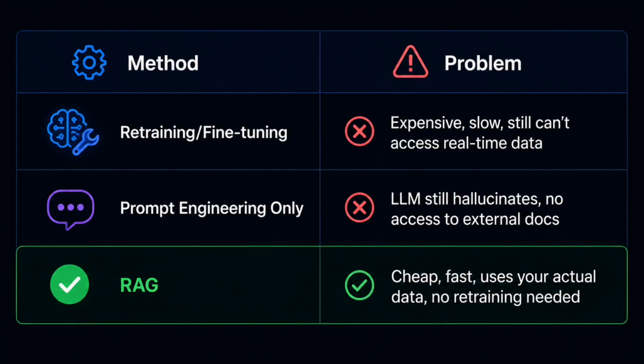You might ask, why not just retrain the LLM on new data? Good question. Here's why RAG is better. Retraining or fine-tuning is very expensive and slow, and it still can't access real-time data. With prompt engineering only, the LLM can still hallucinate and has no access to external docs. RAG is cheap, fast, uses your actual data, and needs no retraining. RAG is the most practical way to give AI custom knowledge.